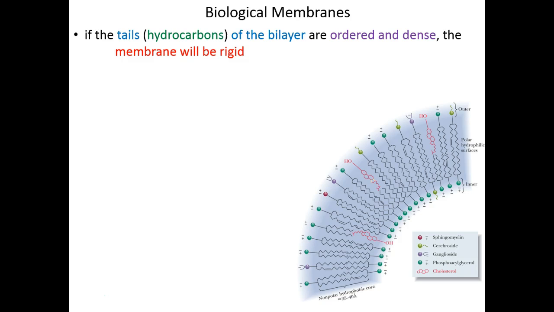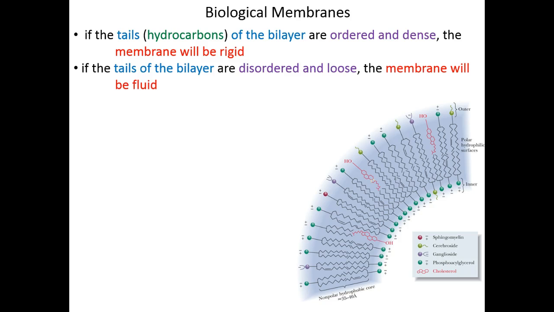Additionally, if the tails, those hydrocarbon tails of the bilayer, are ordered and dense, if they can pack close together, we have a more rigid membrane. If the tails of the bilayer are disordered and loose, the membrane will be more fluid. In bacterial prokaryotic cells, cells control the rigidity of their membrane by controlling how many double bonds are present in those fatty acid tails. The more saturated the fatty acid tails, the denser those fatty acids can be, the more rigid the membrane will become.